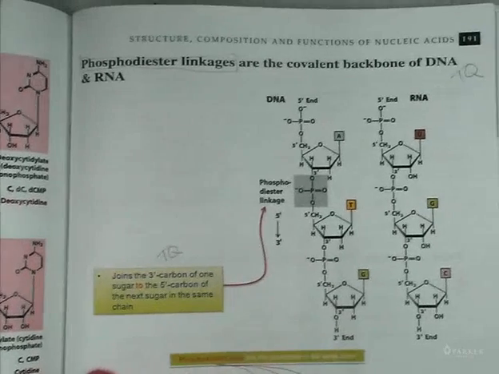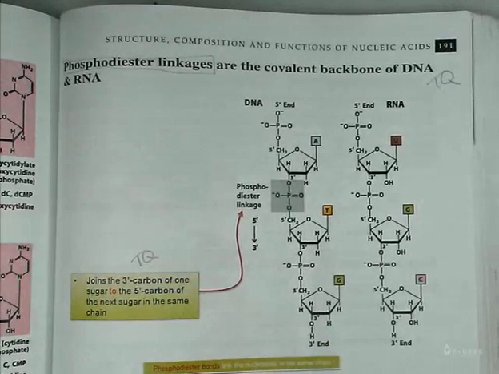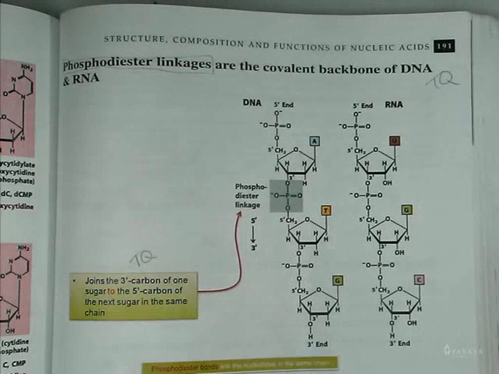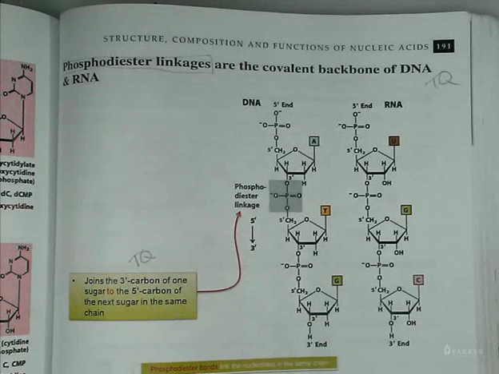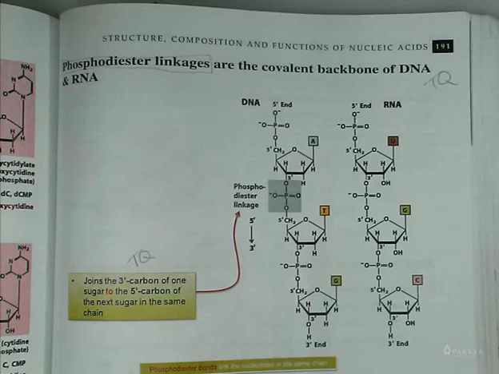All right, next page. We're on page 191 here. Hopefully our books are the same. TQ here at the top. Phosphodiester linkages are the covalent backbone of DNA and RNA. That was like the big test I missed when I was an undergraduate. I saw that and I was like, wow, I don't know what that word is, so I'm not going to pick it. Y'all see this word, and you're going to know it, that the phosphodiester linkages are the covalent backbone of DNA and RNA.